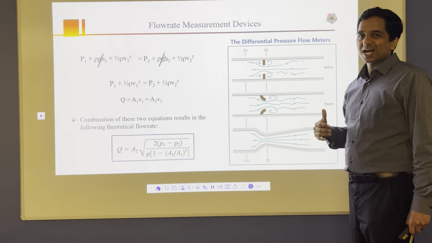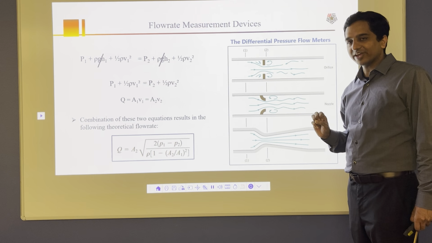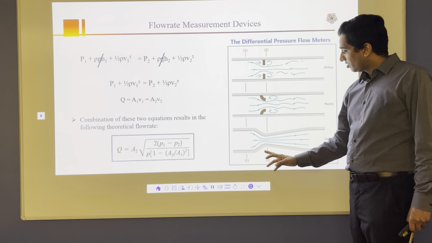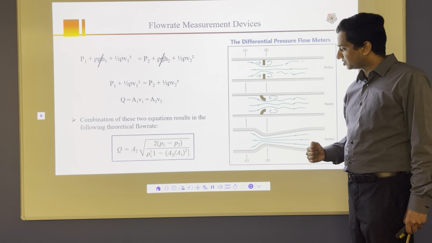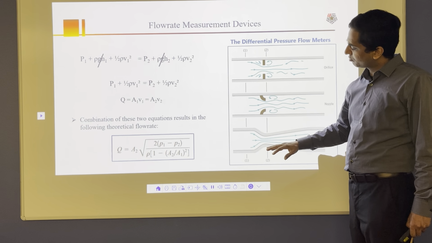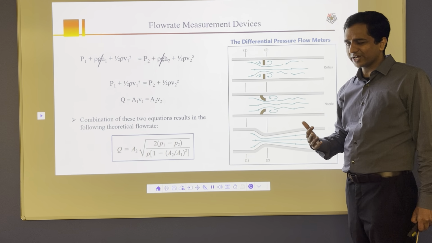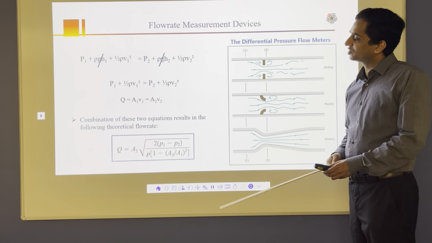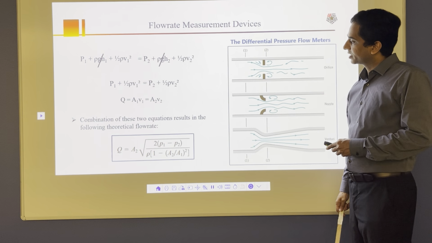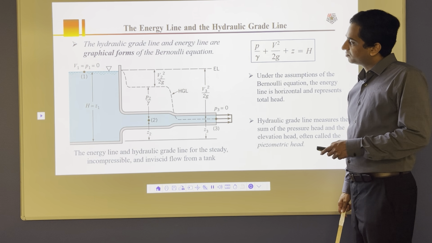Orifice meters are very cheap but less accurate devices because losses are high. Venturi meters are very accurate but very expensive. So that's the way. If you have a whole lot of budget, use a Venturi meter. If you don't have much budget, use a nozzle meter or orifice meter, and then you can figure out how much flow rate you are going to have in your pipe.